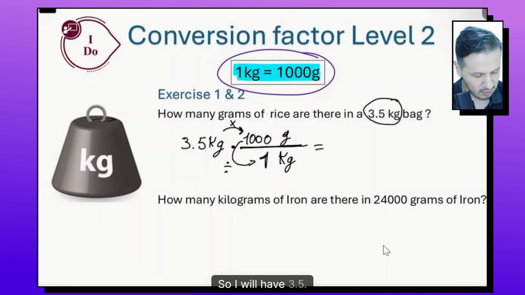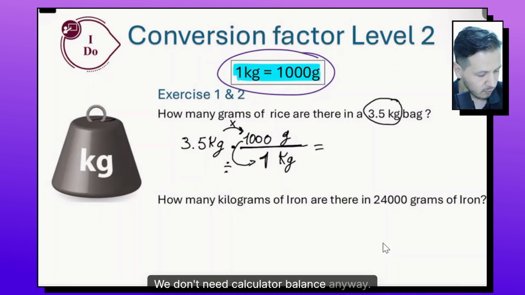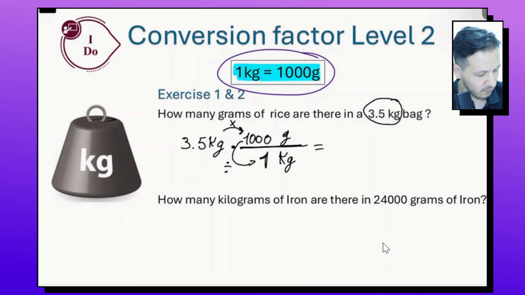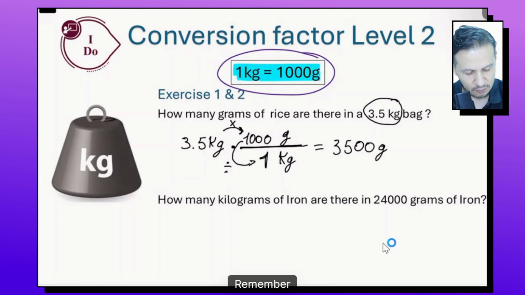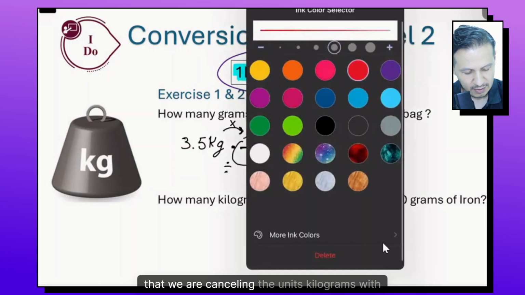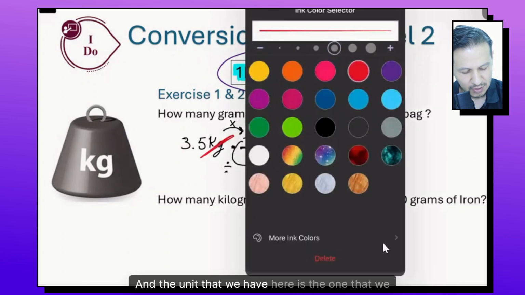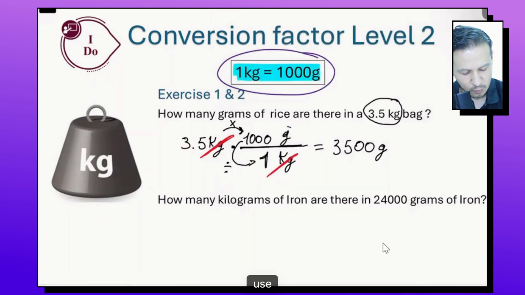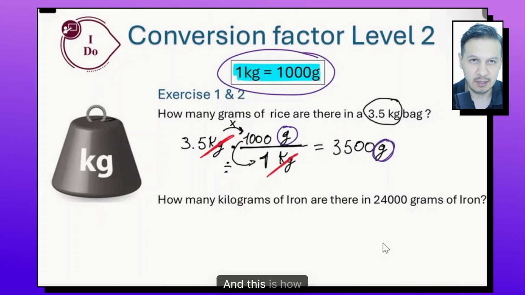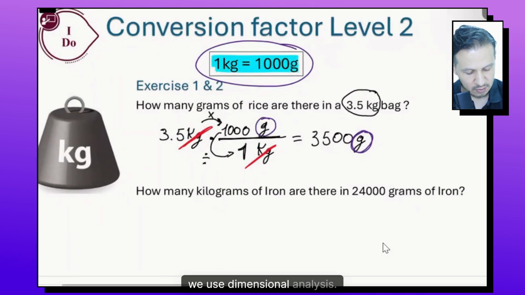So I will have 3.5 times 1000. We don't need a calculator, but anyway, 3.5 times 1000 is 3500 grams. Remember that we are canceling the unit kilogram with kilograms, and the unit that we have here is the one that we use in our answer. And this is how we double check, and this is how we use dimensional analysis.